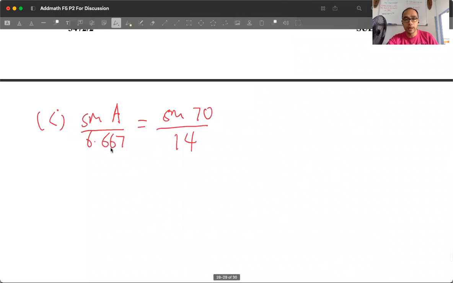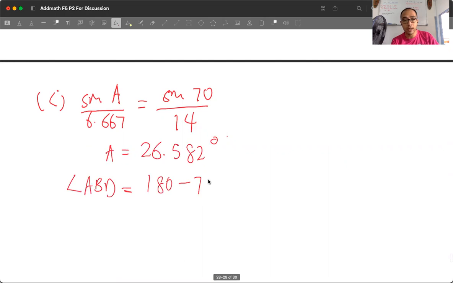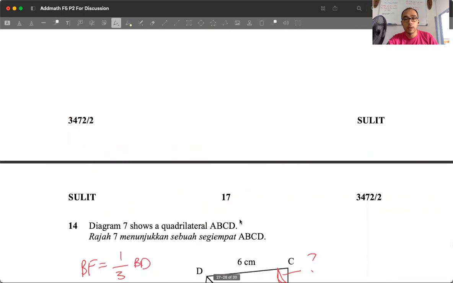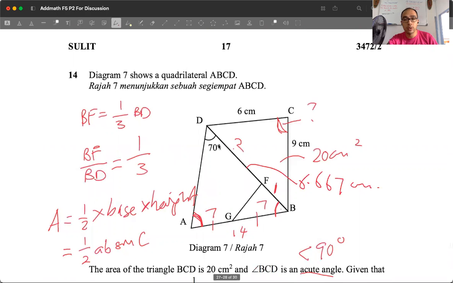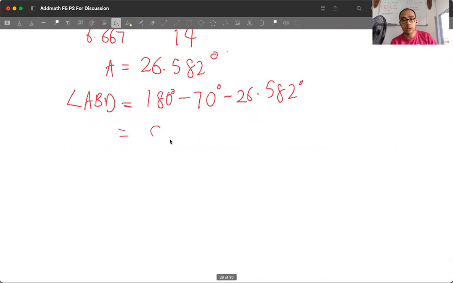Then after you calculate, I'll get the angle of A is 26.582 degrees. So therefore, the angle of ABD is 180 minus 70 minus 26.582. So this angle is 180 minus this, and you should get roughly around 83.418 degrees.